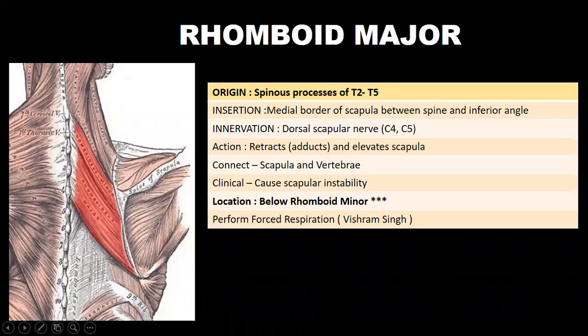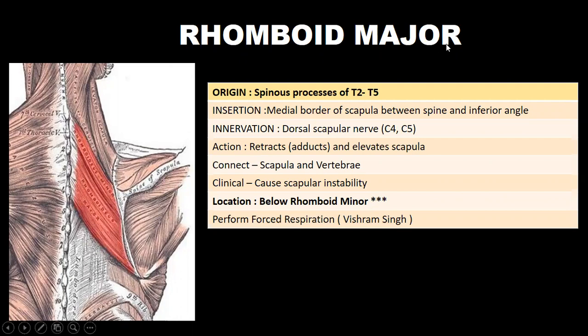Coming to the rhomboid major, just learn or memorize one trick: rhomboid major is always below rhomboid minor. Rhomboid major is the big brother and rhomboid minor is the small brother. So therefore, the small brother is always superior and the big brother is always inferior. It is just a small trick so that you do not forget when you label the diagrams.